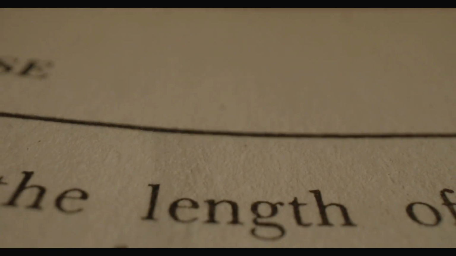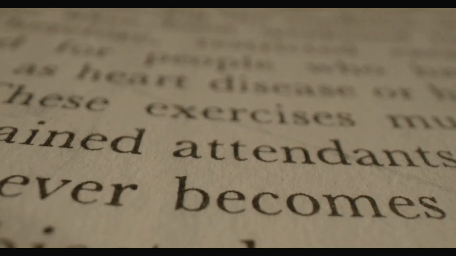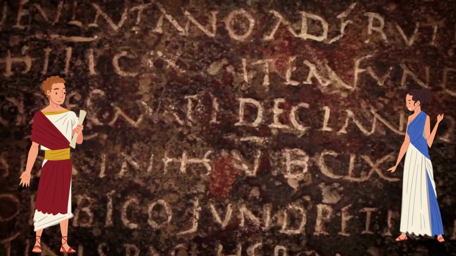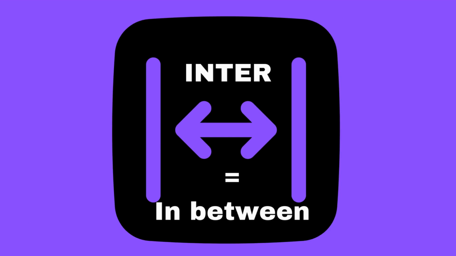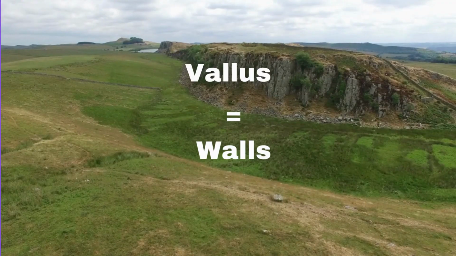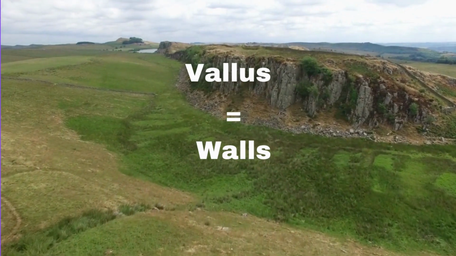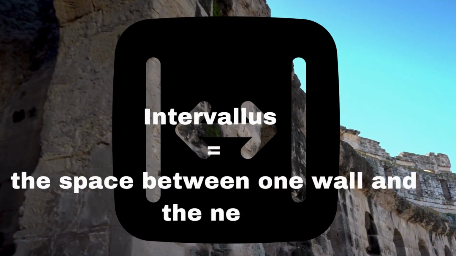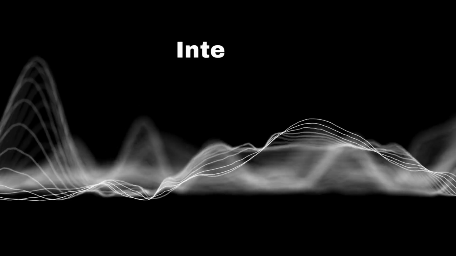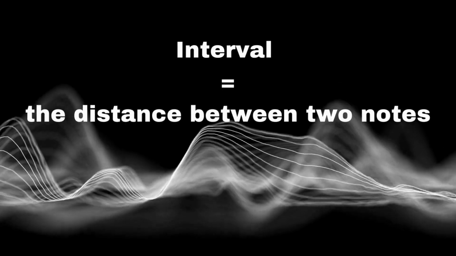What is an interval? Whenever I encounter a new word, I personally take a look at how the word originated. The word interval derives from the Latin inter, which means in between, and vallus, which were the walls ancient Romans built in order to define borders. Originally, intervallus was the space between one wall and the next. In music, then, an interval is simply the distance between two pitches or two notes.